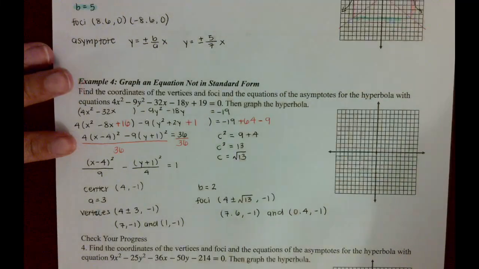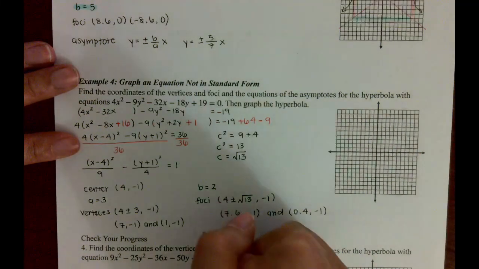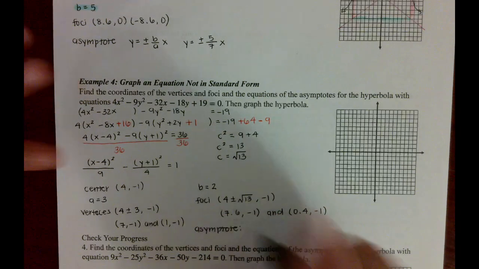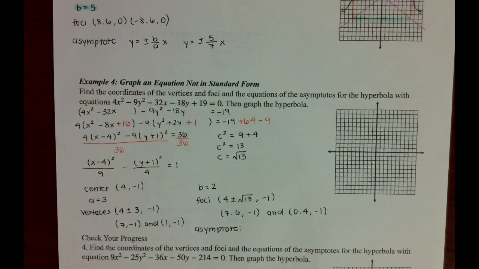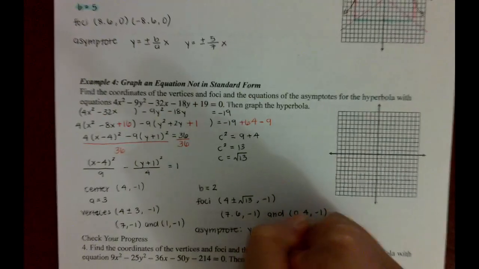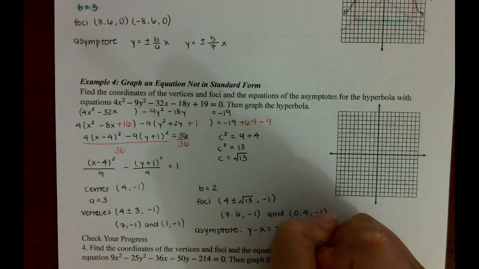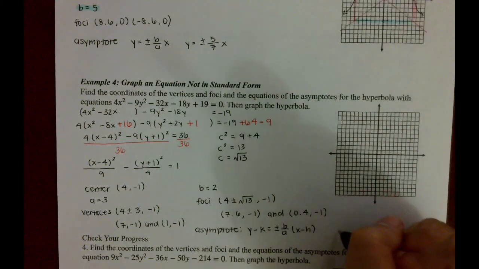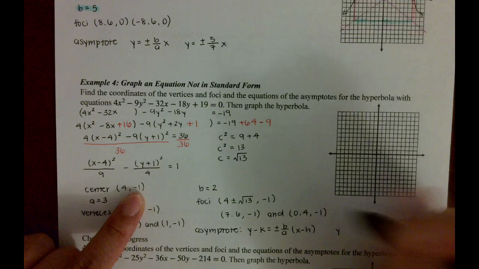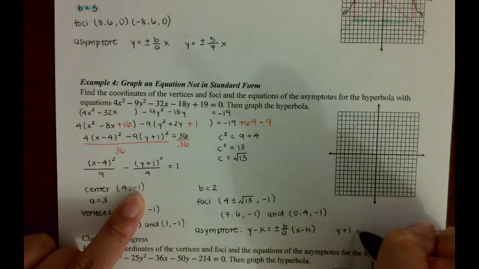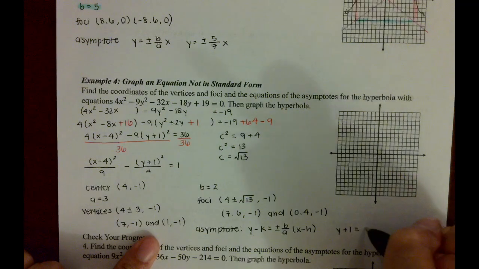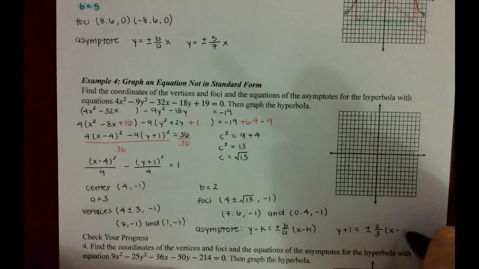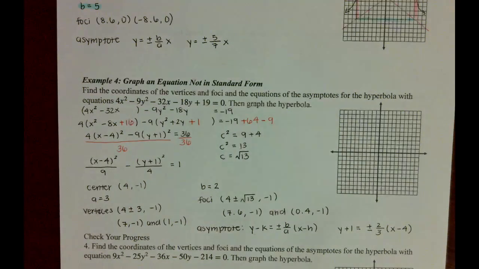negative 1. Okay, and then equation of asymptote here. Now that our center is no longer at 0, 0, this is horizontal, so it'll be y minus k equals plus or minus b over a times x minus h. So plugging all of that in, my k here is negative 1, so minus negative 1, so y plus 1 equals plus or minus b is 2, a is 3, and then x minus h, x minus 4. That's my equation of my asymptote.